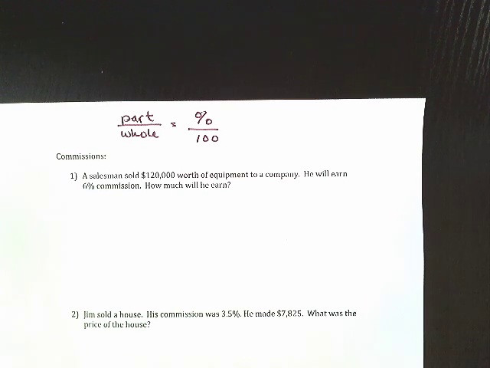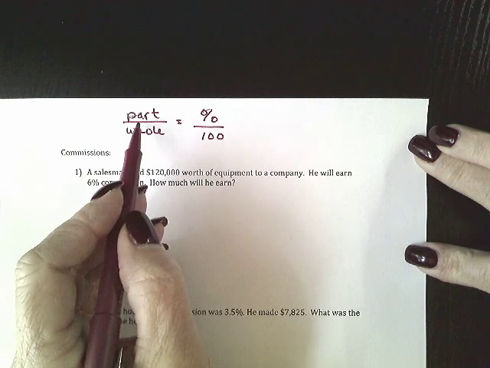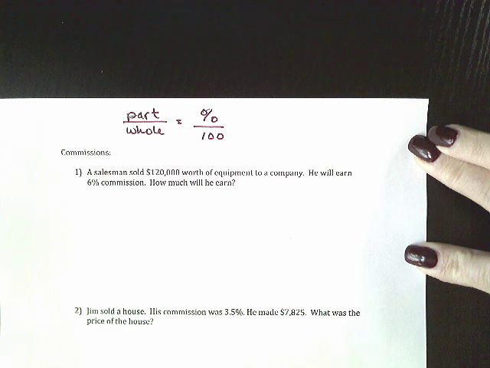Commission. Commission is a percentage that's based on the amount of sales that you make. Some people, when they sell houses, get a certain percentage from the sales. People who work for different companies, say selling computer equipment, also get a percentage of their sales, whether it's quarterly or on a yearly basis. So when we're figuring out commissions, the whole is the amount of their sales, and the part is the actual commission, the amount that they're going to get as a result of selling so much money worth of equipment or selling houses. So we'll dig right in with the first one.